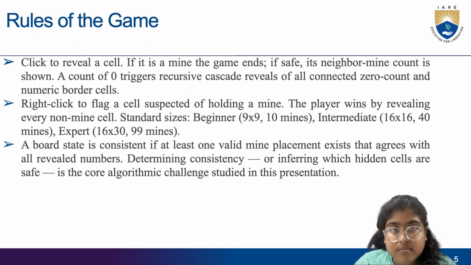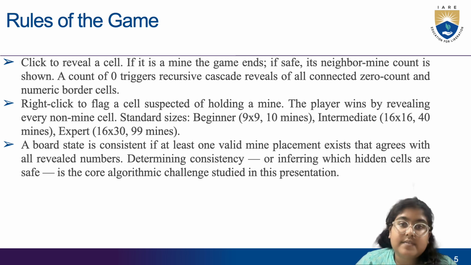The rules of the game. The rules are straightforward. Clicking a mine ends the game. Safe cells reveal numbers, and players can flag suspected mines. The objective is to reveal all safe cells without triggering a mine. From an algorithmic point of view, the important concept is consistency. A board is consistent if there exists at least one arrangement of mines that satisfies all revealed numbers. Determining this consistency is actually a complex computational problem.